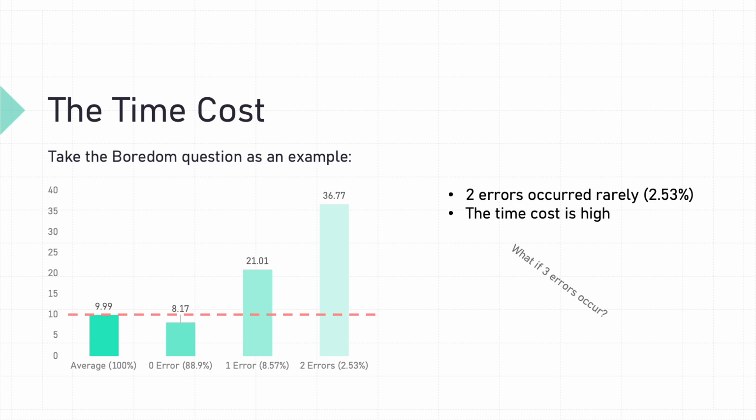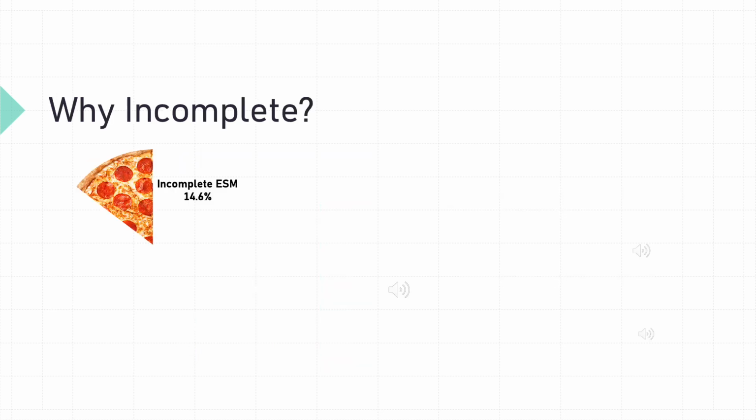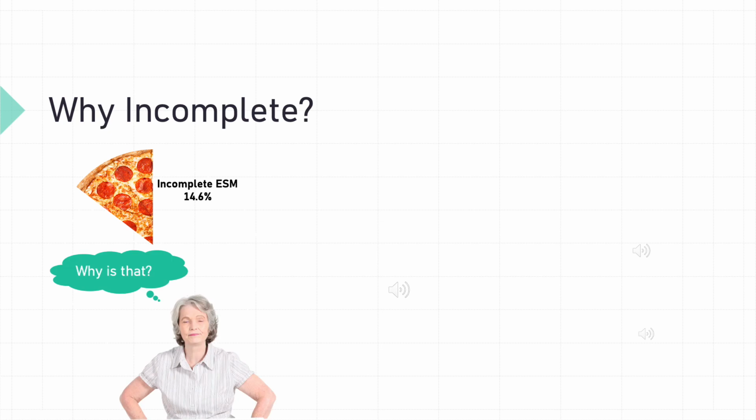You may wonder, what if 3 errors occur? Currently, for Google Home, the interaction will be terminated after 3 errors have occurred. So when I was first looking at all the missing data, I thought those ESMs must be terminated because of continuous errors. But after I listened to some audio recordings from the study, I discovered another type of termination error. I call it sudden termination.